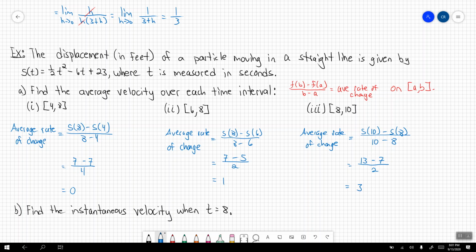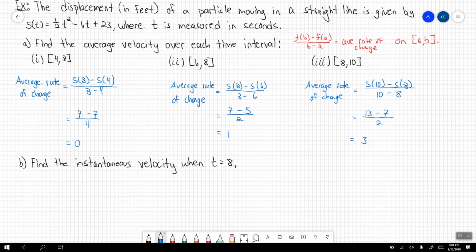So now the question for part B is going to say, well, now we want to find the instantaneous velocity at t is equal to 8. So no longer looking at the velocity on a given interval, because that velocity on a given interval was just an average velocity. Now we want to just observe what is, in this particular case, the instantaneous velocity when t is equal to 8. So the velocity only at one specific value.